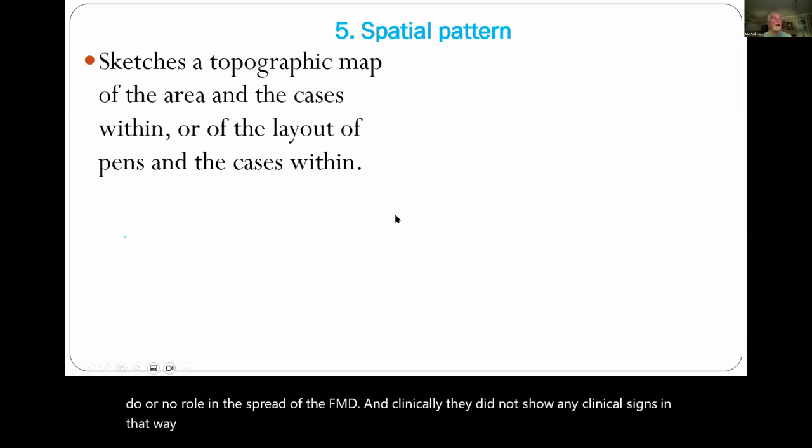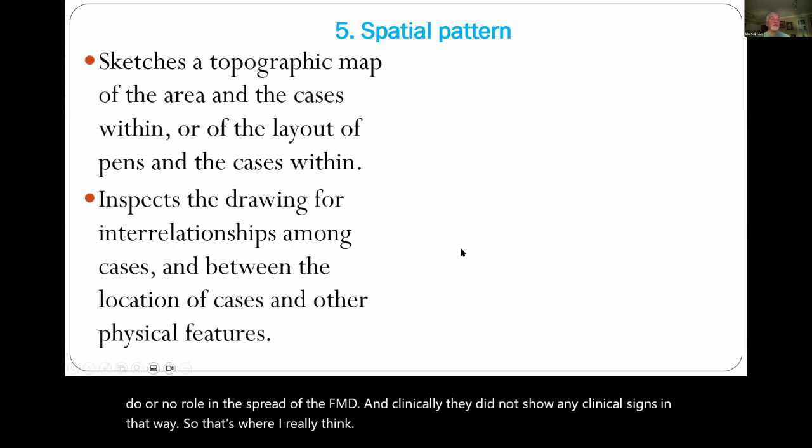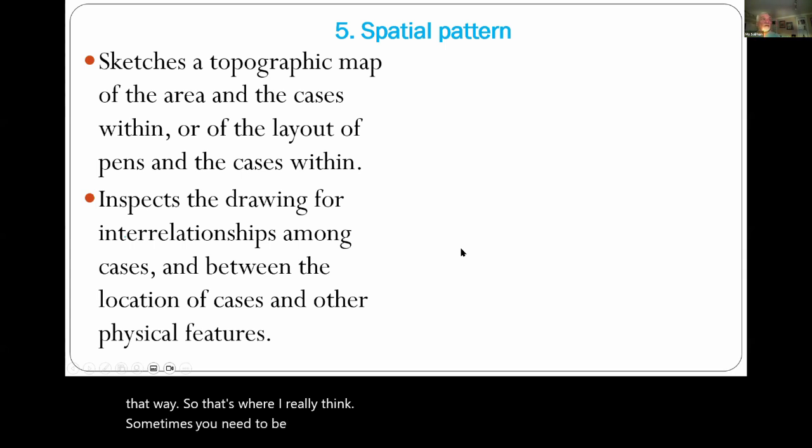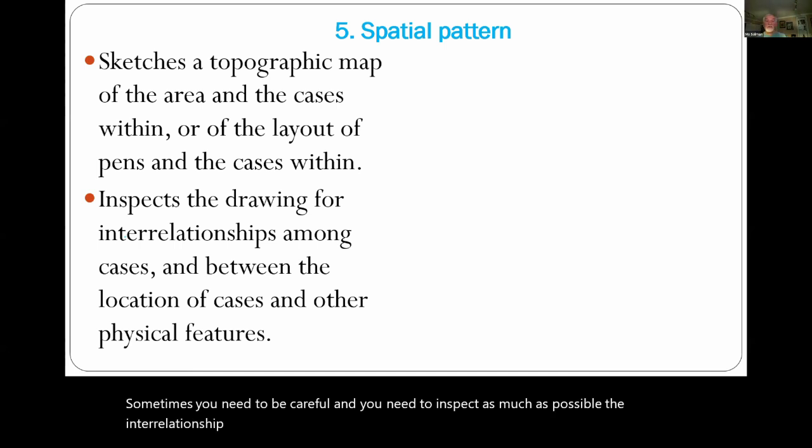So that's where I really think sometimes you need to be careful and inspect as much as possible the interrelationship among cases and between location and other physical features.